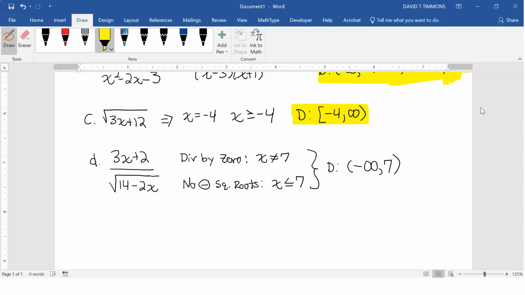So part D, probably one of the trickier examples you'd see with domains of functions, where they really combine the two issues that we have to look out for.